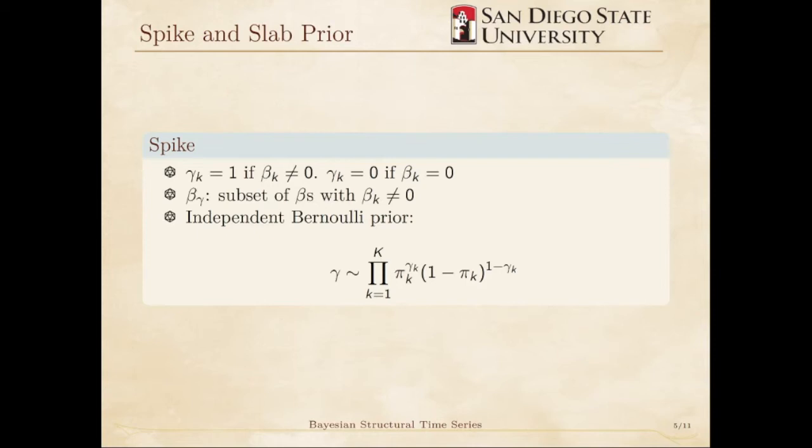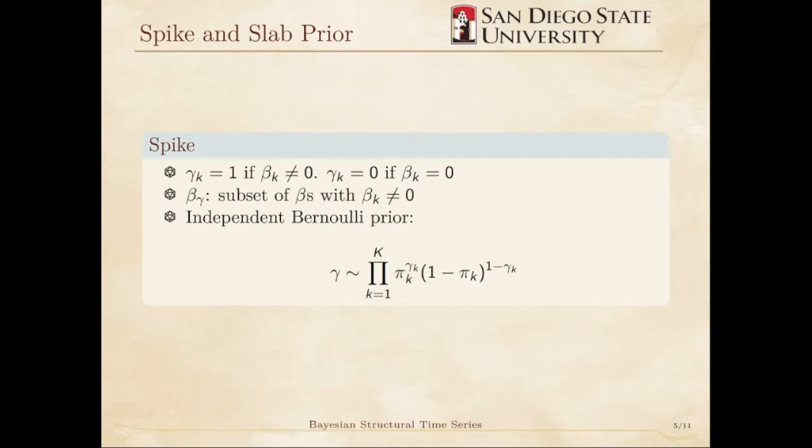The prior distribution we use for gamma is an independent Bernoulli prior. This means that for each component gamma k of gamma, pi k is the probability that gamma k is equal to 1, and thus beta k is included in the model. We will discuss how to choose the pi k's shortly.